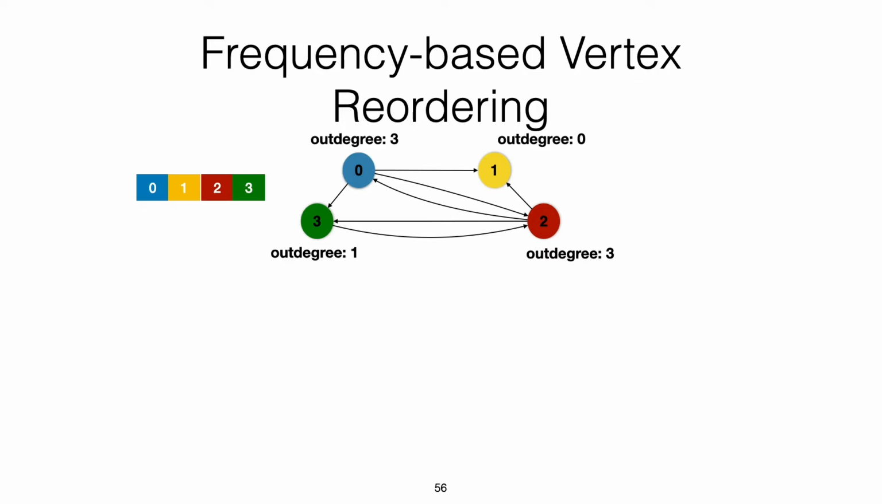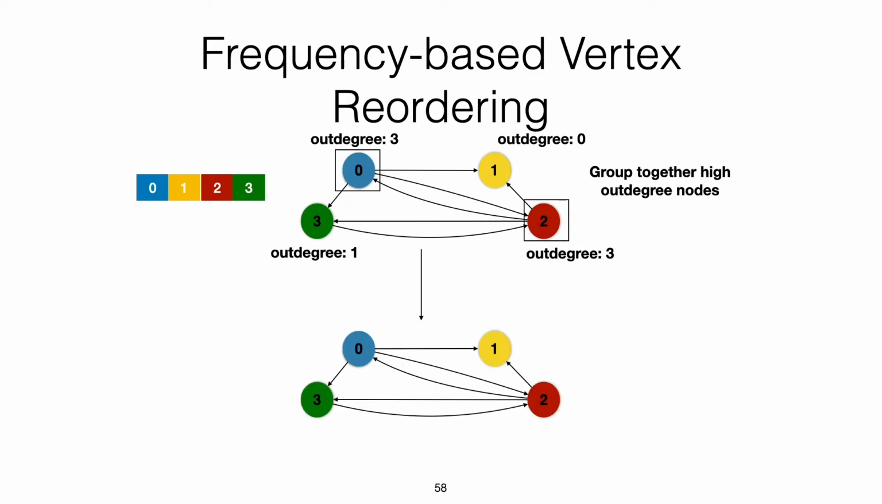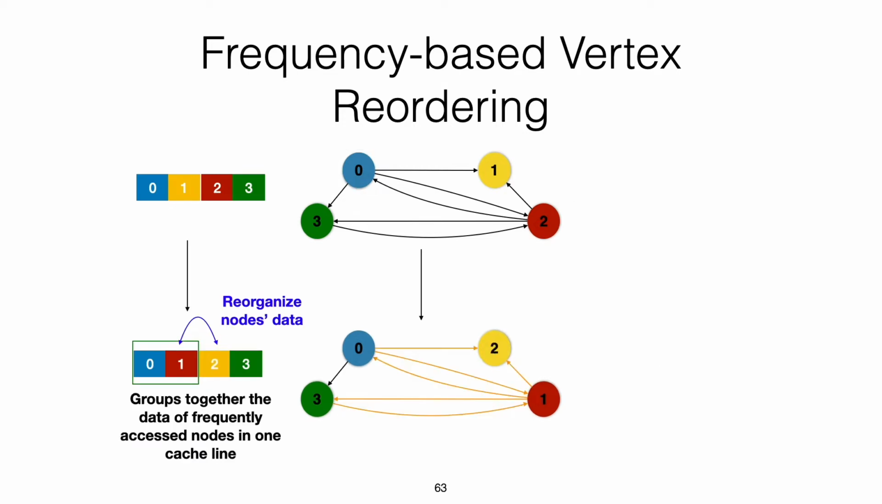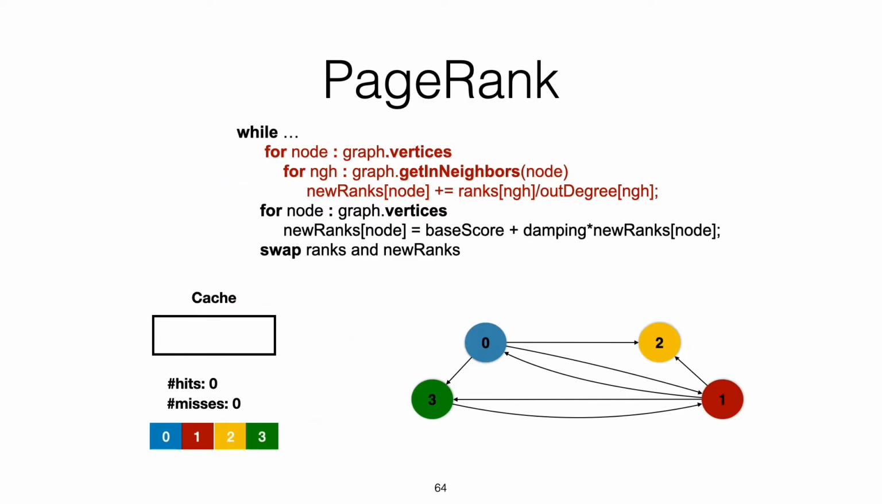So we look at out degrees, and there are two nodes that have very high out degrees, vertex 0 and vertex 3. So what we want to do is reorganize the cache, by reordering these two nodes, and then we reorganize the data. Previously it was vertex 0 and vertex 2; now vertex 0 and vertex 1 are in the same cache line.